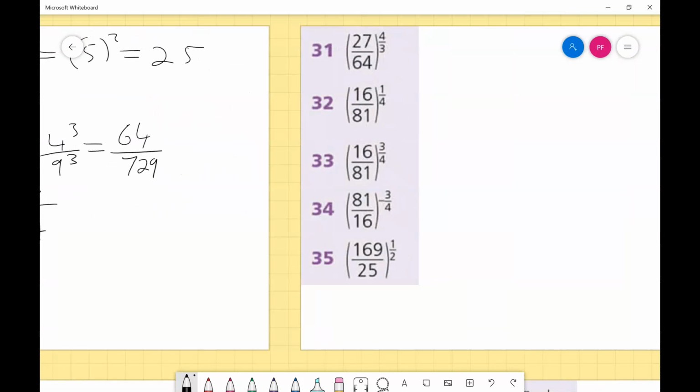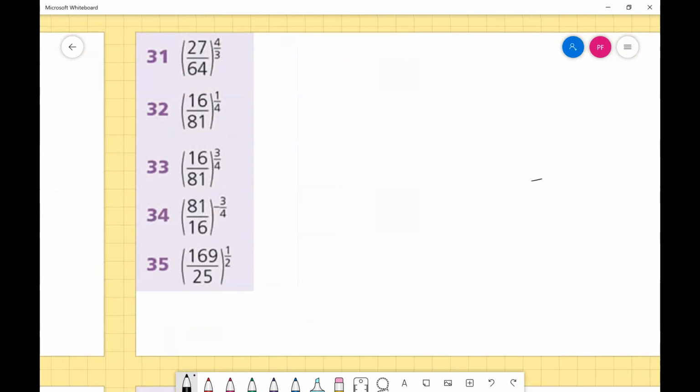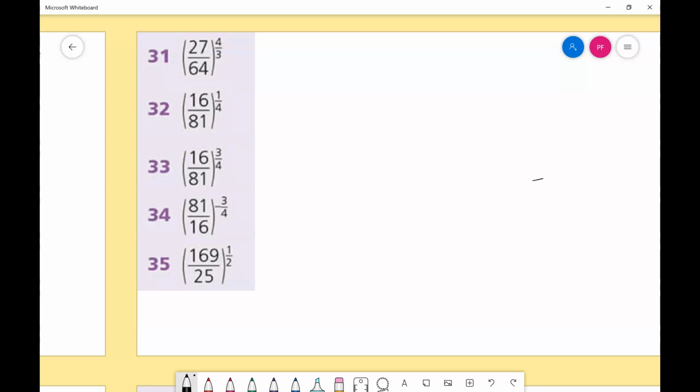We'll move on to the next set. So again, you should be trying to get ahead of me or pausing the video or putting the video on silent, whichever you prefer. So we got 27 over 64 to the power of 4/3. So it applies to everything inside the brackets. 27 to the power of 4 over 3 over 64 to the power of 4 over 3.